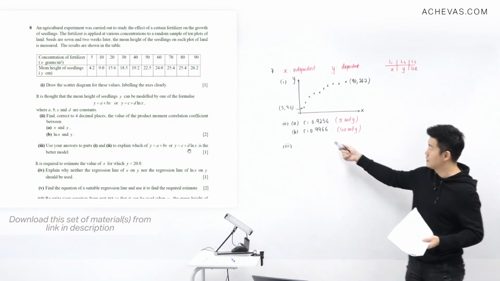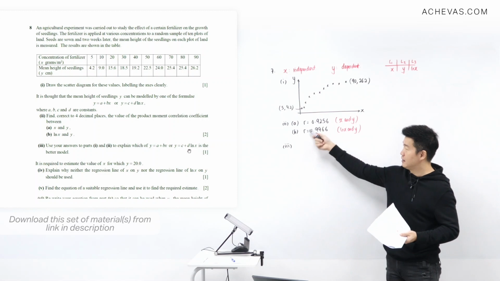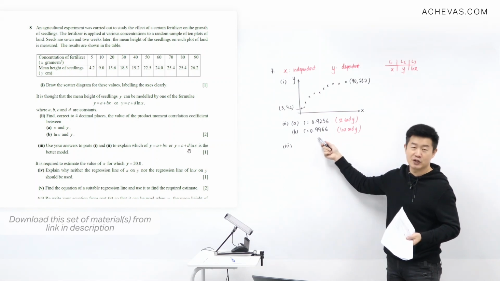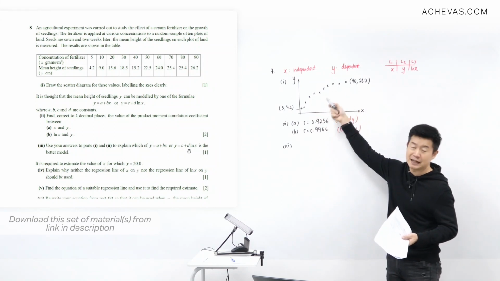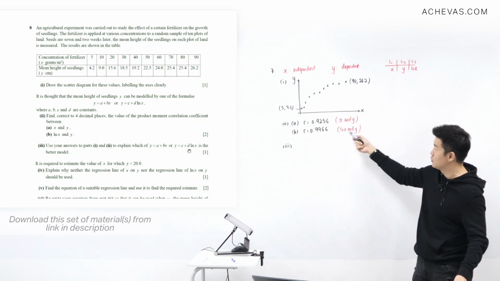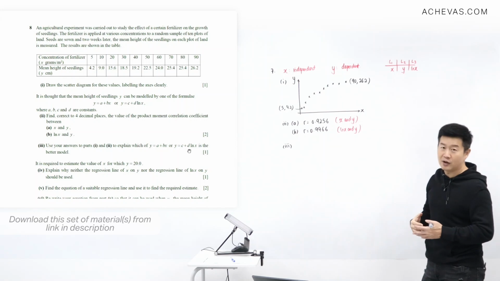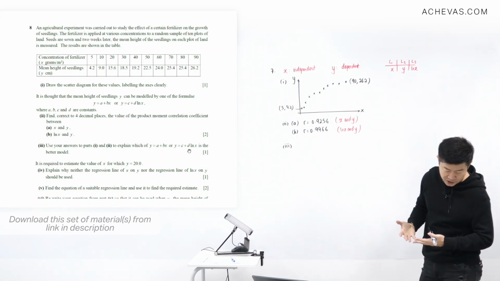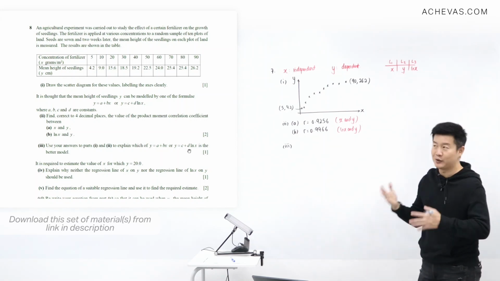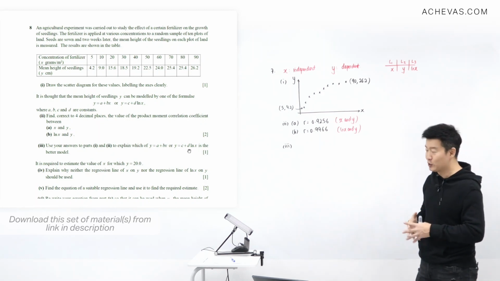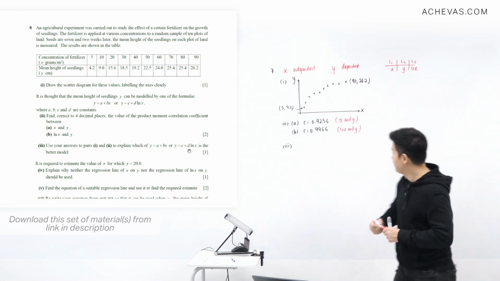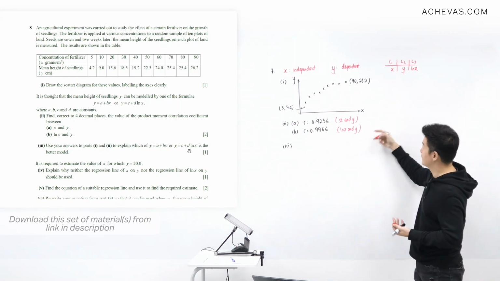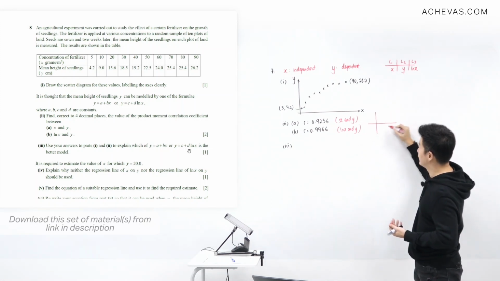We can tell that this is going to be a better model because the product moment correlation coefficient is nearer to 1. At the same time, from the scatter diagram, we can see that the curve is more in line with a y against ln x kind of situation. Because for y and ln x, a ln x graph is going to be like that.